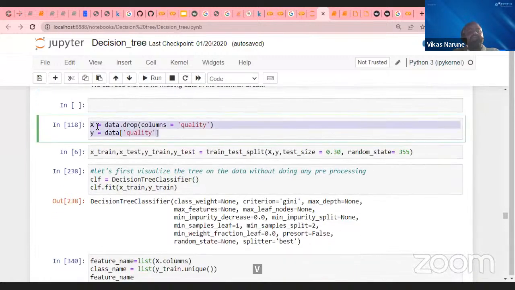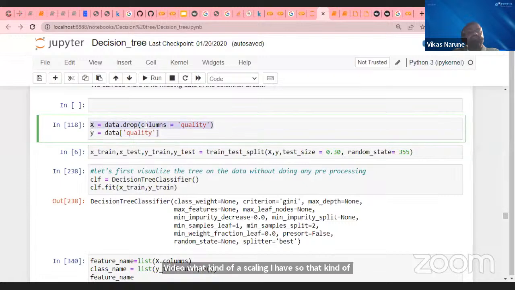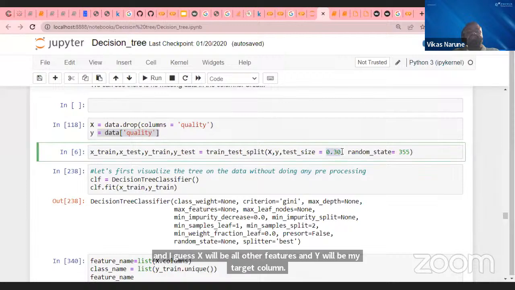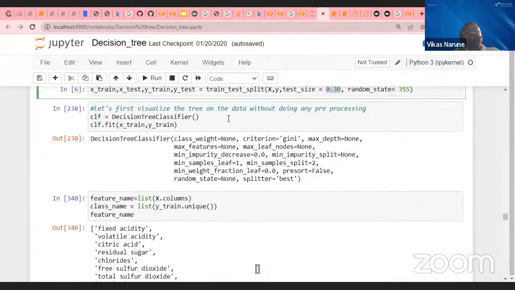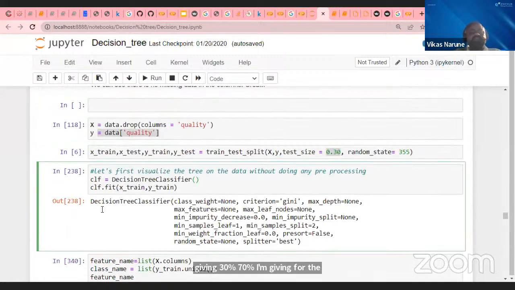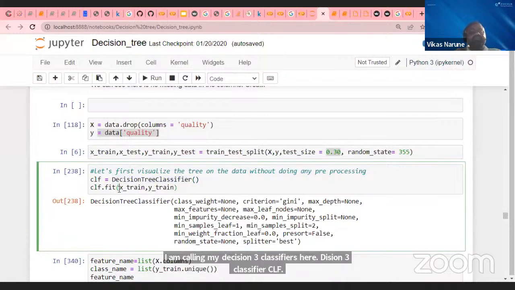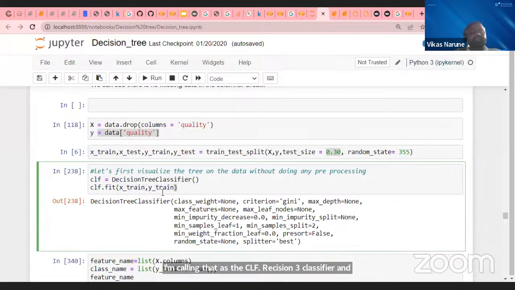Then I'm trying to split my data into X and Y, guys. X will be all other features and Y will be my target column. I'm splitting 70-30. See here, test size I'm giving 30%, and 70% I'm giving for training purposes. Then I am calling my decision tree classifier here, as clf, and passing my training data X train, Y train, guys. So this is training.